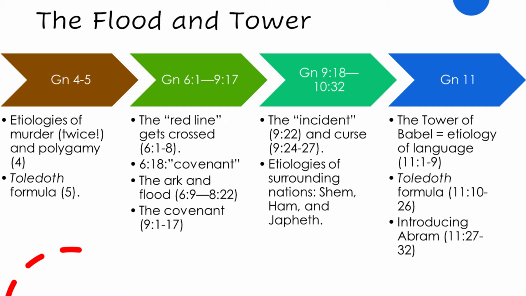And we have these toledot formulae in chapters 5 and 11. A toledot is a list of generations. Indeed, that noun toledot in Hebrew comes from the same word that means boy. It describes a young boy, a child born, so it's the list of the subsequent sons. We'll see these marking Genesis regularly. They're a key structuring device within the book.